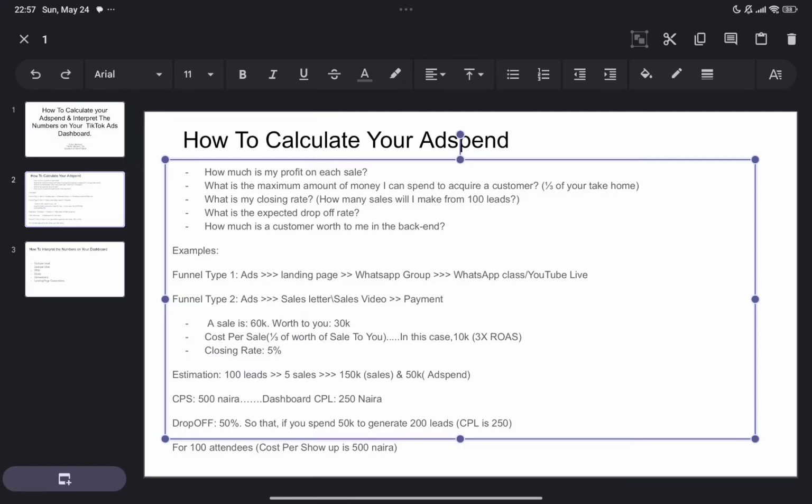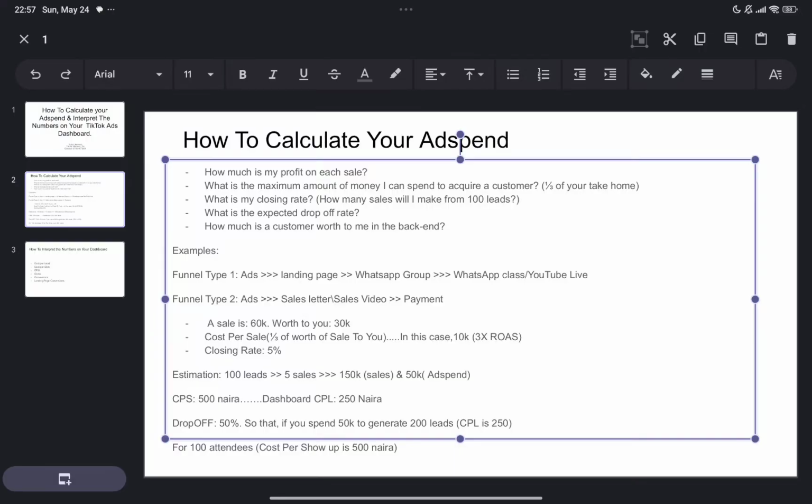And by this estimation we made earlier, you are expected to spend 50,000 naira on that ad. Do you understand? 50,000 naira should be your ad spend, which means if you spend 50,000 naira, you generate about 100 leads, you make 5 sales, and you make 150,000 naira back.